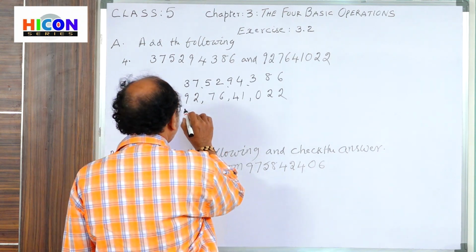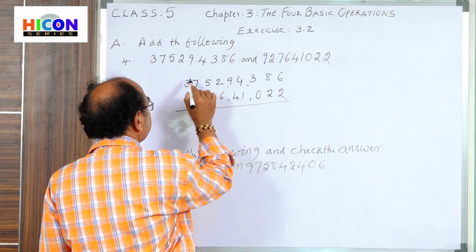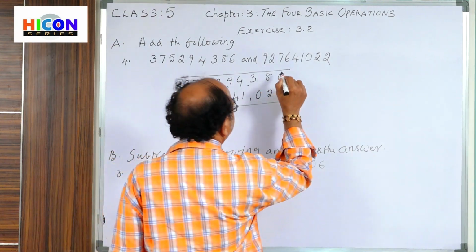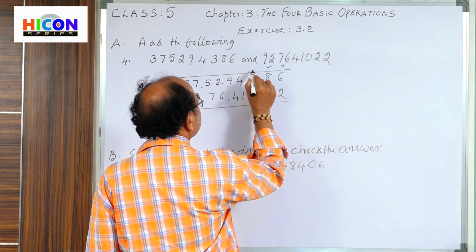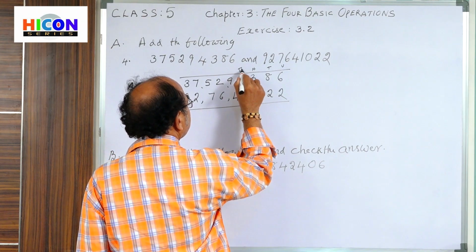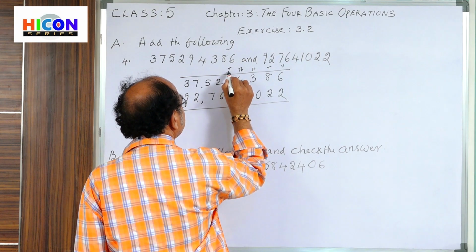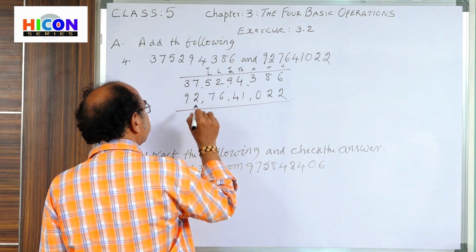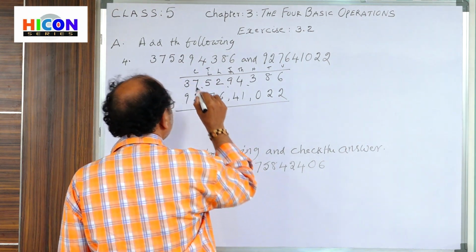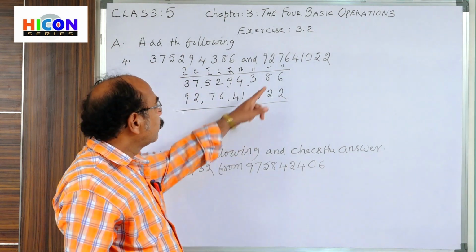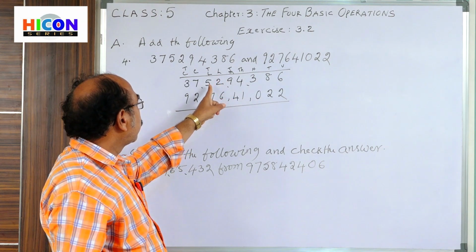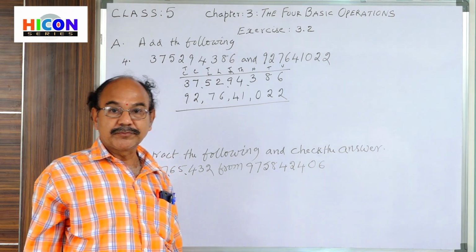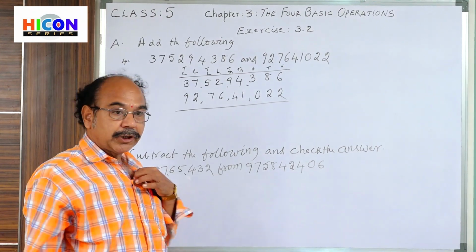Now after writing the two numbers one below the other, we go for addition. Check the place values: first units place, tens place, hundreds place, thousands place, 10,000 place, lakhs place, 10 lakhs place, crores place, 10 crores place. According to the place values, we write the two large numbers, one below the other. Now, start the addition.